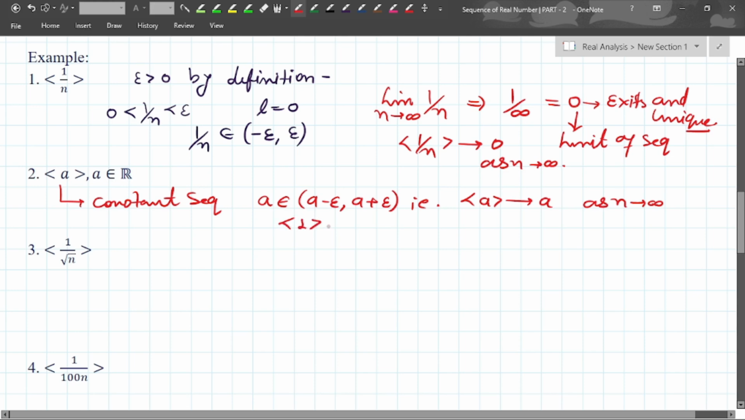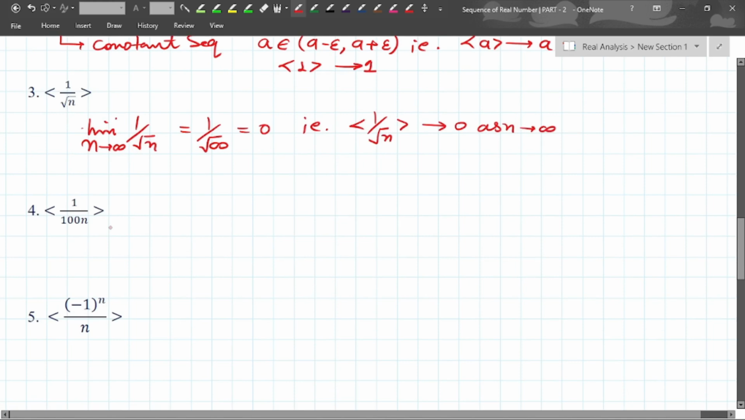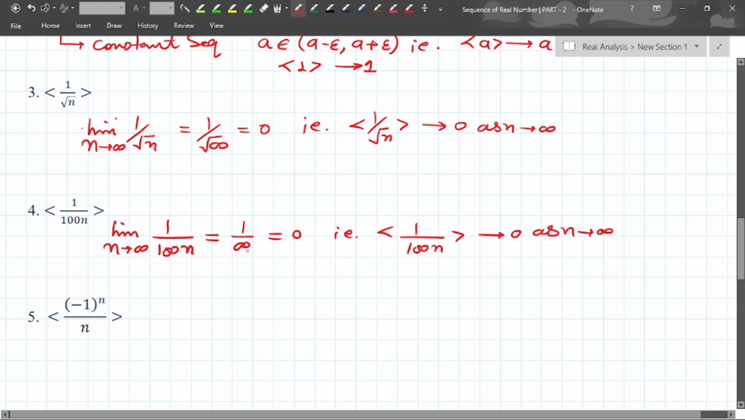Let's say if it is 1, then it is a convergent sequence, and it is converging to 1. Next we have 1 by root n. Just find the limit. As n tends to infinity, 1 over root n is nothing but 1 over infinity, and this is also 0. It means that the sequence 1 over root n converges to 0 as n tends to infinity. This is also convergent. Again, the limit as n tends to infinity of 1 upon 100n is 1 upon infinity, and this will be 0. It means that the sequence 1 over 100n converges to 0 as n tends to infinity.